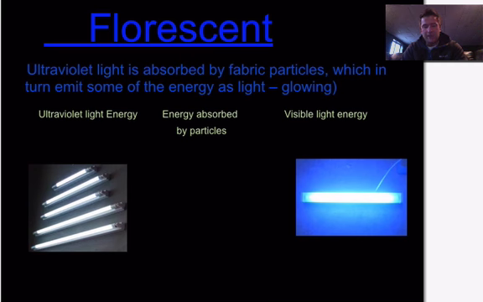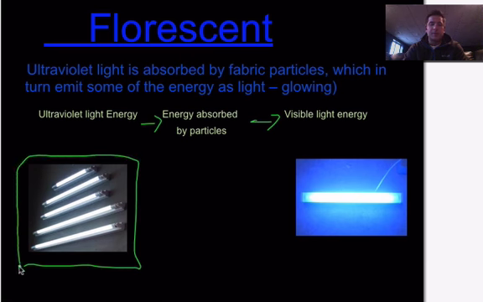So fluorescent light sources, basically what happens is ultraviolet light is produced and absorbed by fabric fibers, and then they're excited and emit the energy as light, so they glow. So we take this ultraviolet energy, and the energy is absorbed by particles, and then they get excited and produce visible light. So right here would be like the fluorescent lights in our classroom in the science lab. Here's another example right here.